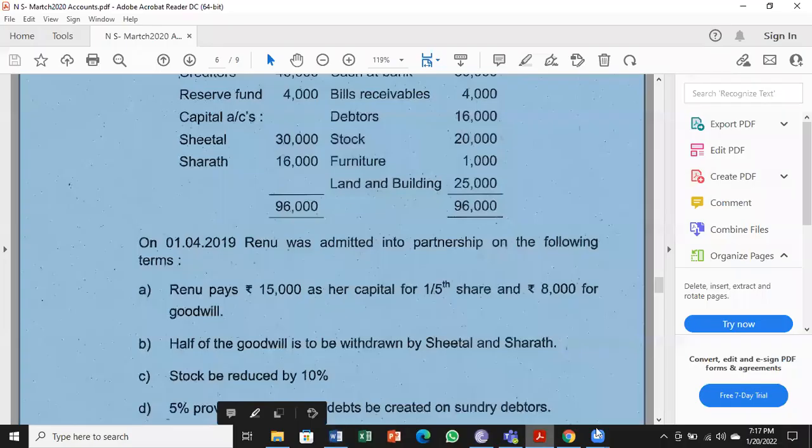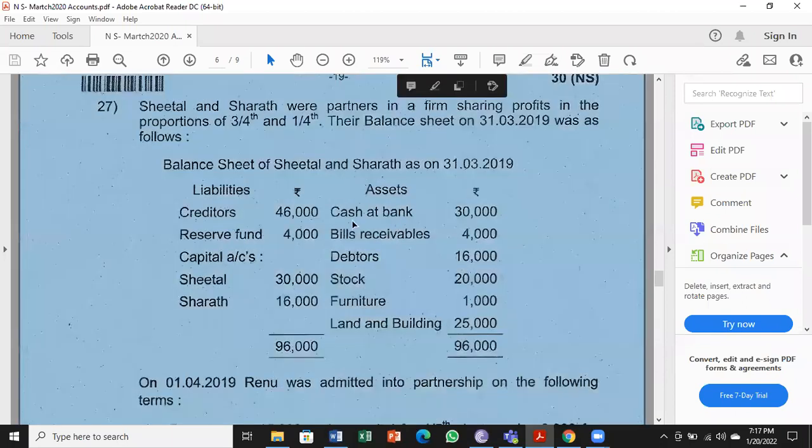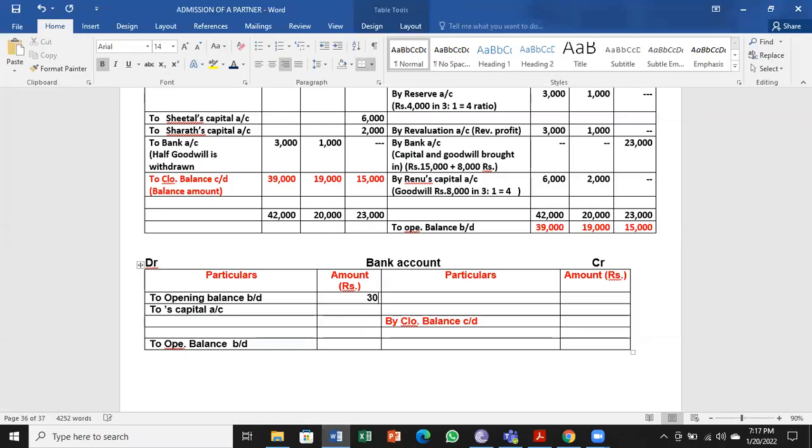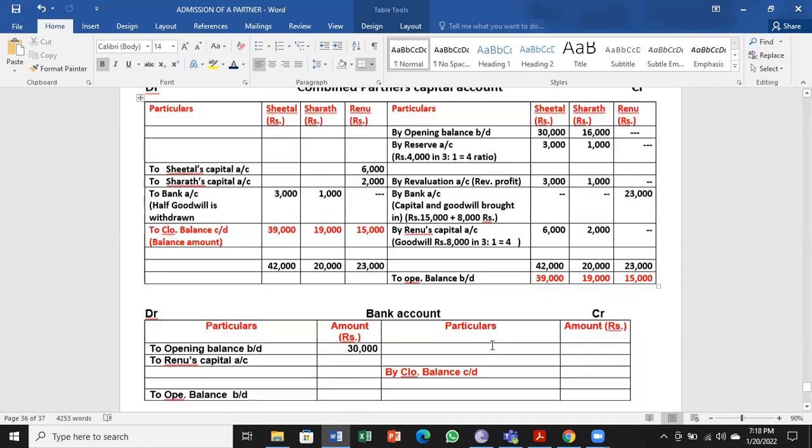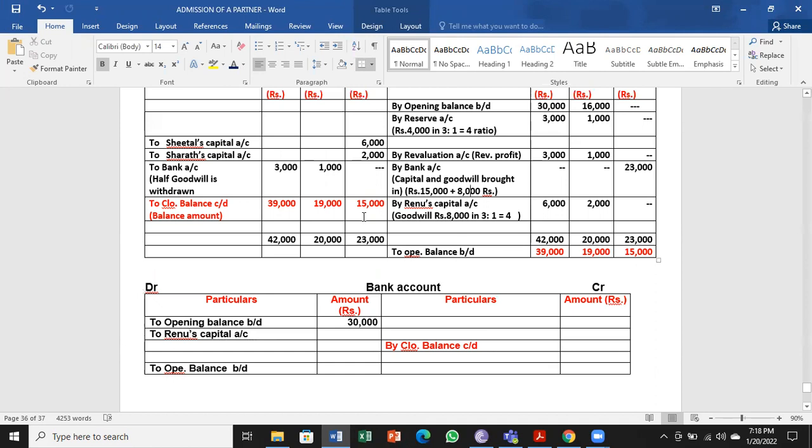Next is bank account. So here cash at bank is there 30,000. So opening balance of bank 30,000. Sir, here the new opening balance brought down should be by opening balance brought down, no, sir? Asset shows debit balance, so to opening balance. If it is a liability, like capital account, yes, it is a liability, by opening balance.